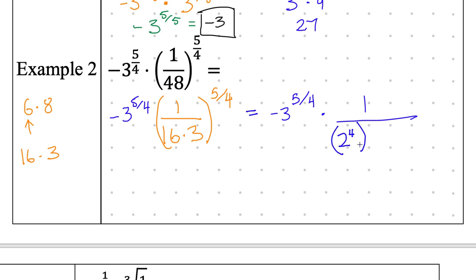And then we have to apply this exponent of 5/4 to both of them. So it was to the power of 4, and I'm going to multiply that by 5/4. And I'm going to say, okay, that's times 3 to the power of 5/4.